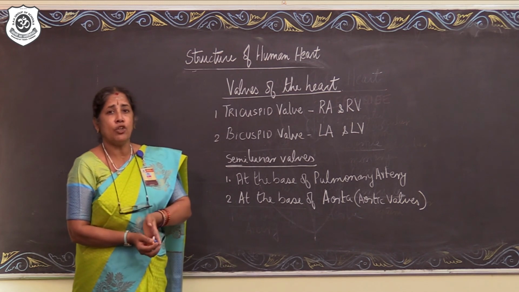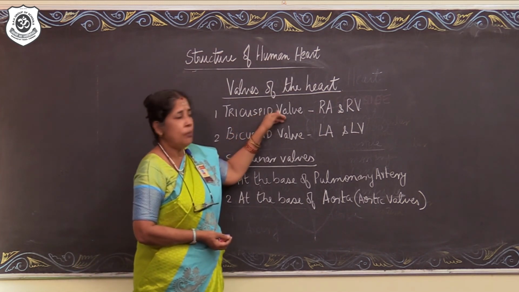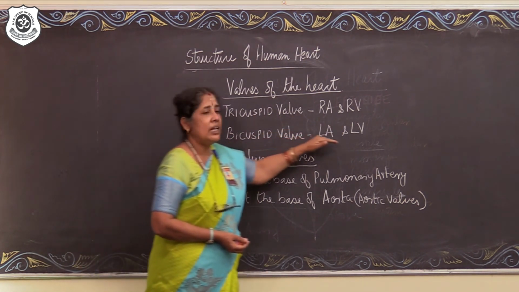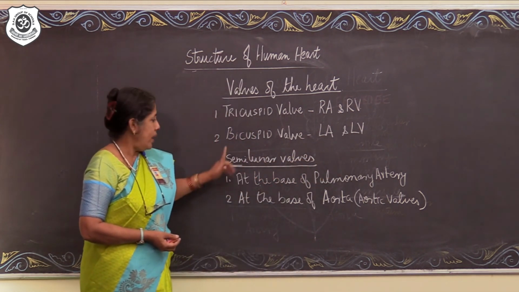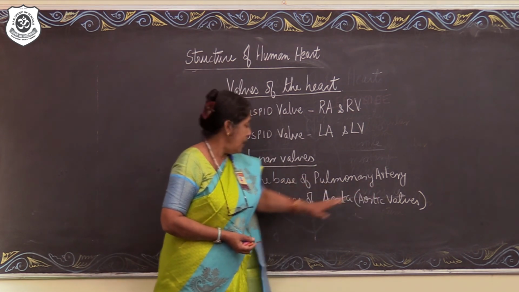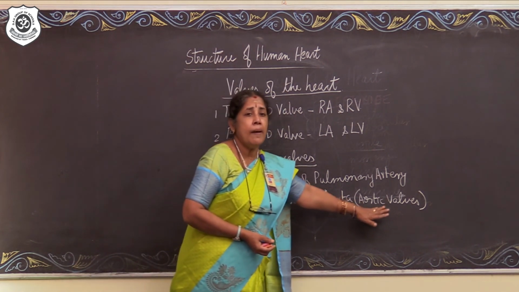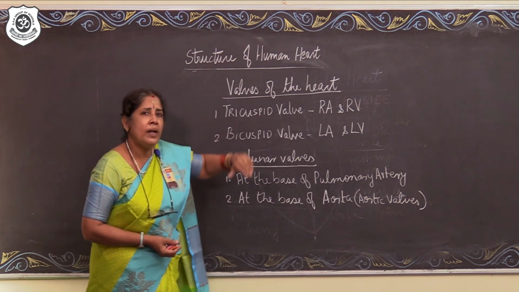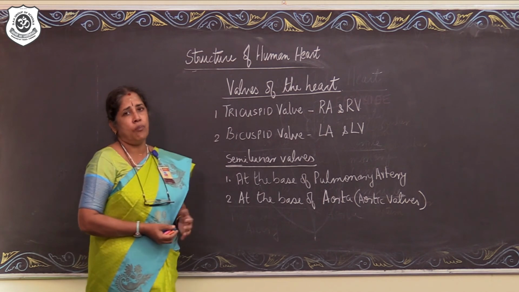So if you take the human heart, there are 4 valves. The tricuspid valve between right auricle and right ventricle, the bicuspid valve between the left auricle and left ventricle, the semilunar valves, one which is present at the base of the pulmonary artery, this will be in the right ventricle, and at the base of the aorta, which will be in the left ventricle. All these valves allow the flow of blood in one particular direction, preventing the backflow of blood.